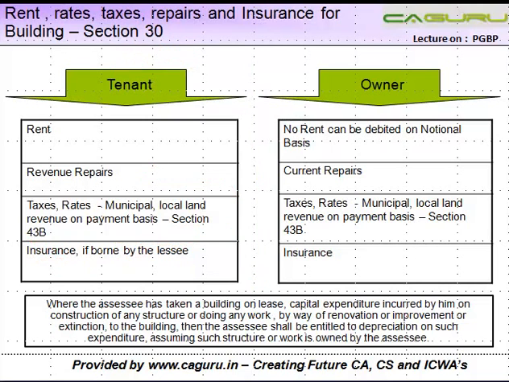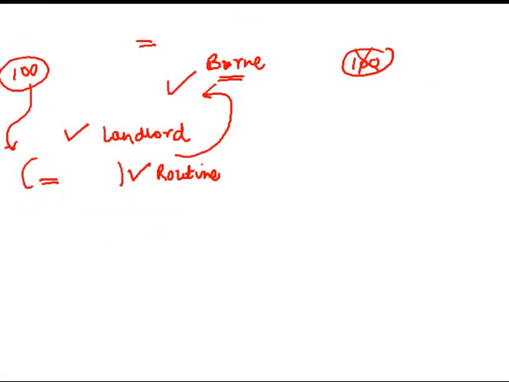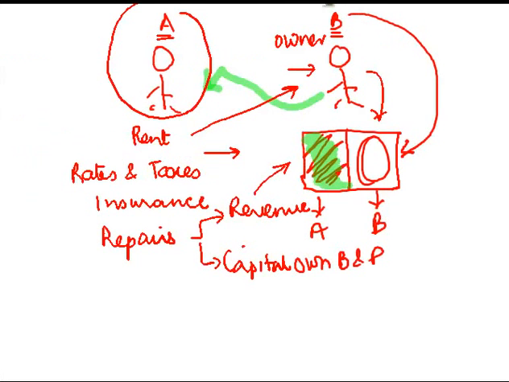Now moving to the next one, which is the owner, which was something like this guy who had the economic ownership to this building. Now in his case, what all are going to be allowed as a deduction is what we see on the right side of this slide.